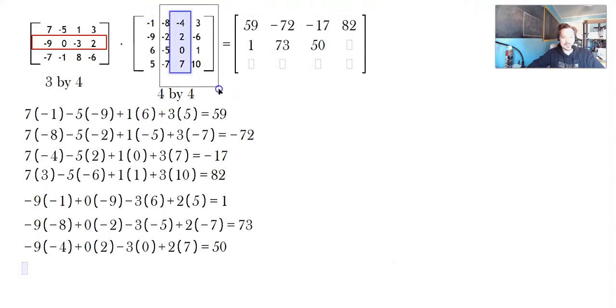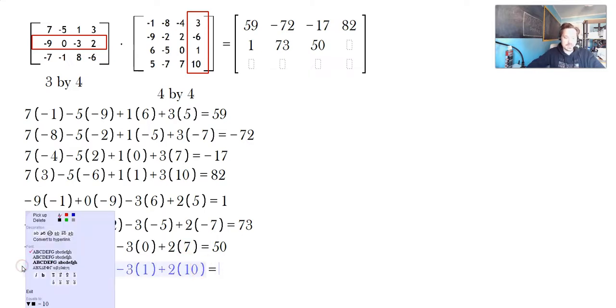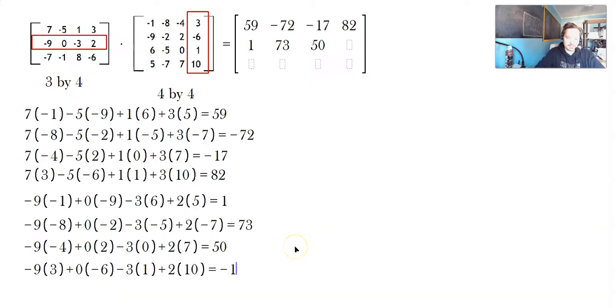Then you do this one more time. So you take your column, you move it over to here. And then again, you do the next dot product. So negative 9 times 3 plus 0 times negative 6 minus 3 times 1 and then plus 2 times 10. You punch this into your calculator and you get a value of negative 10. And that then becomes the entry right here. You really should pause the video and work out the values in the last row. I'm going to continue, but you really should try that as an exercise.